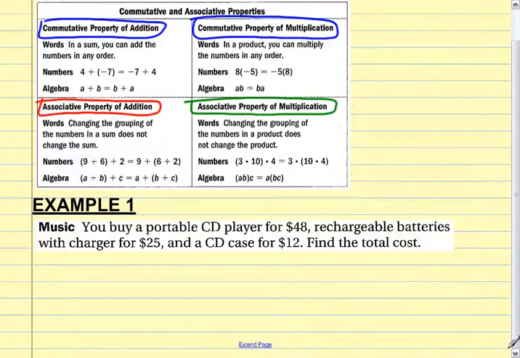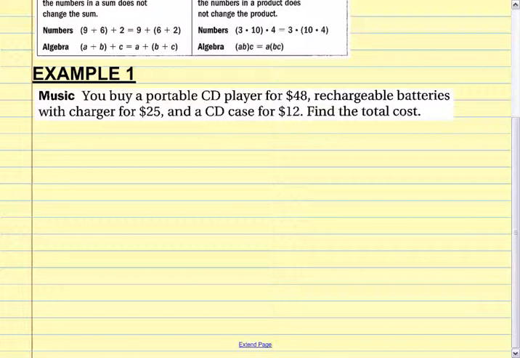It is easy, but I want you to remember, because you need to be able to recognize it. That's the key. Example number 1 says you buy a portable CD player for $48, rechargeable batteries with a charger for $25, and a CD case for $12. It says find the total cost. Now don't find it for me yet. How would I find the total cost? Add them all up. 48 plus 25 plus 12.